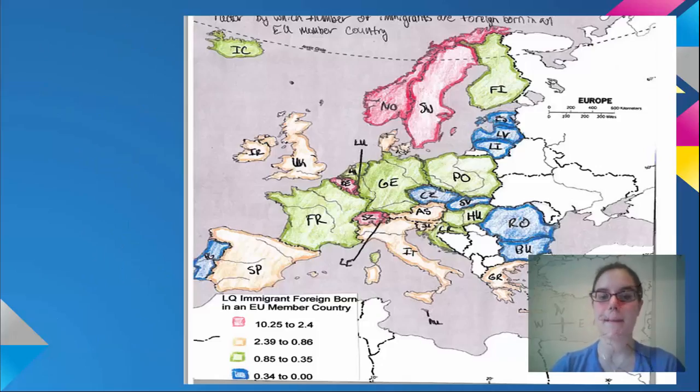And this is my map. The title of the map is a little bit cut off due to the scanner, but as you can see, those with the highest LQs are in red, and those with the lowest LQs are in blue. It's almost impossible to see Malta on the map, so it's the little one at the bottom, and it was in red as well as Cyprus.